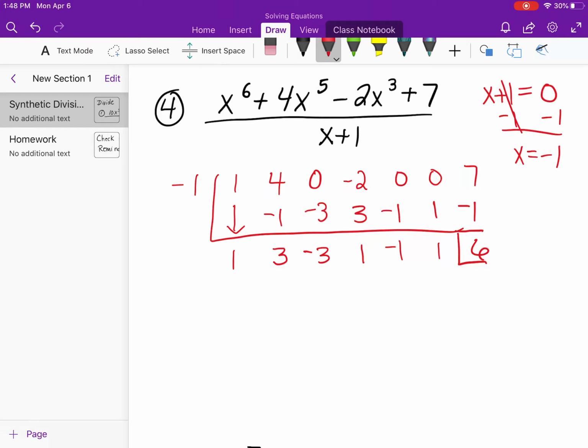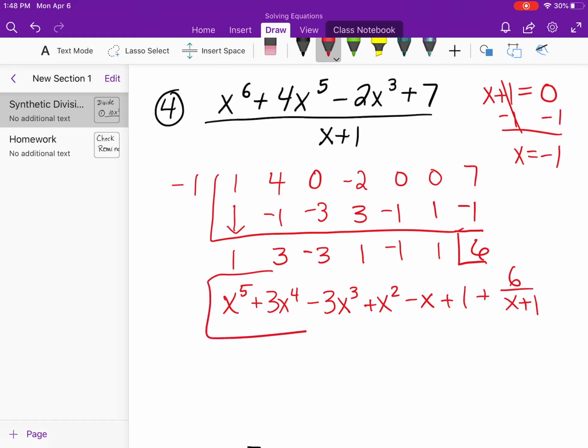Now to write my answer, I'm going to go back to the beginning, and I see our problem starts out with x to the 6th, which means in my answer, I'll start out with an x to the 5th. So this would be 1x to the 5th, and then we just go in descending order, which means the next one would be plus 3x to the 4th, minus 3x to the 3rd, plus x squared, minus x, plus 1, plus 6 over x plus 1. That's a giant answer for a really big problem. I mean, we did start out with an x to the 6th, so that does make sense.